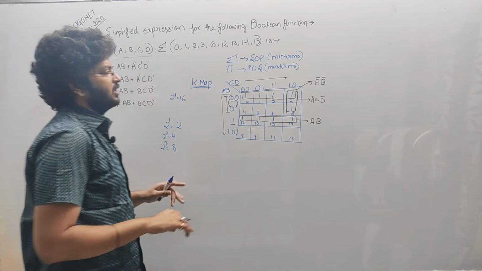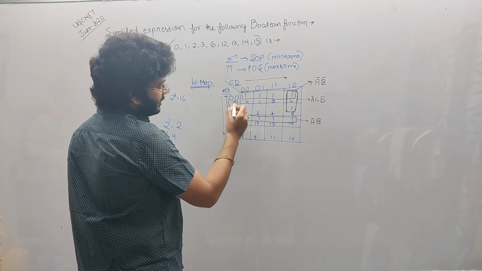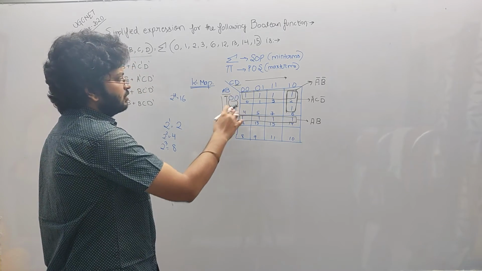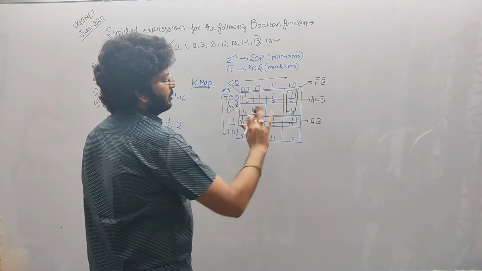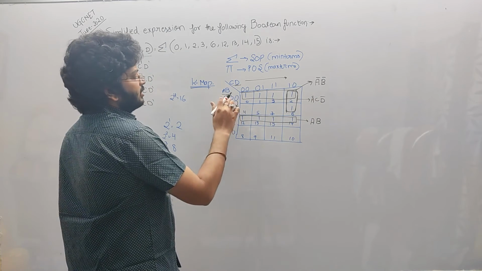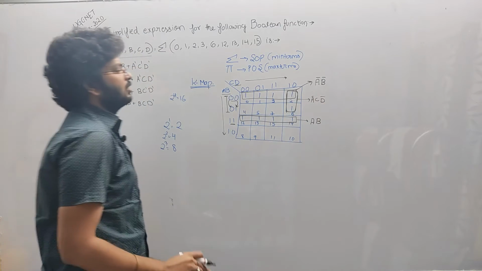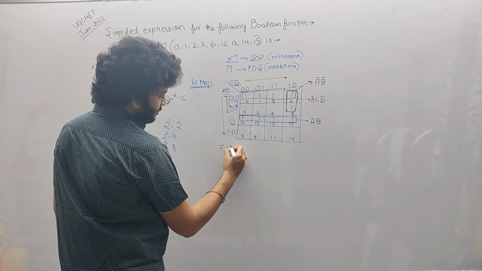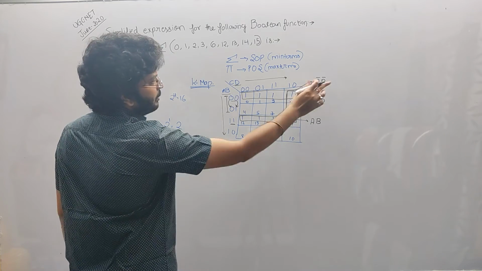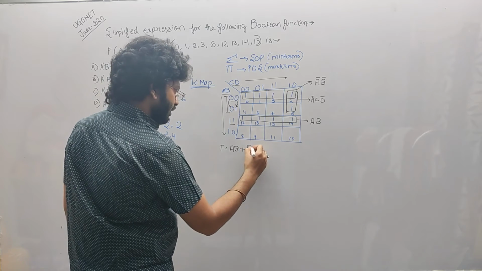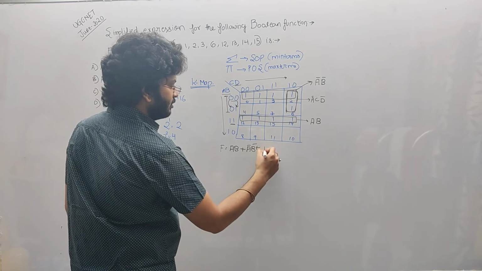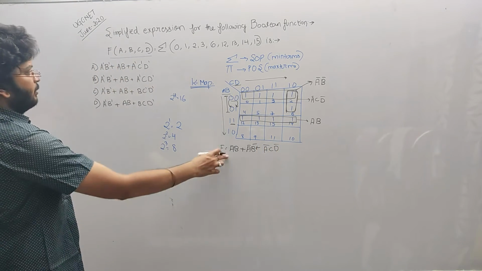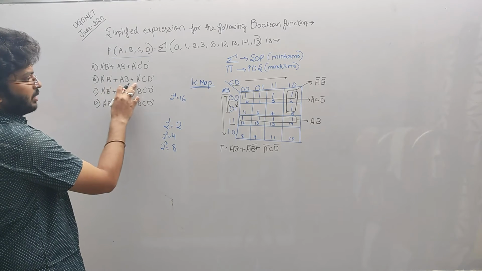Now for the other one, 0 is changing here. Since the 0 bit is changing to 1, it will not be taken to the answer, and this 0 remains constant. The part which remains constant will be taken to the answer, and for 0 we have A, and 0 means complement, so A complement. So what is the answer? For F I have AB plus A bar B bar plus A bar C D bar.